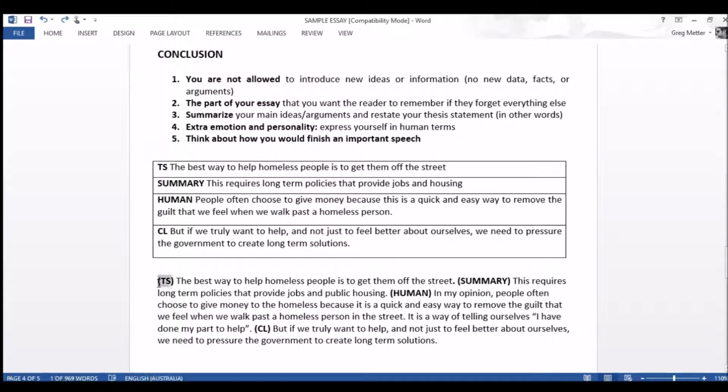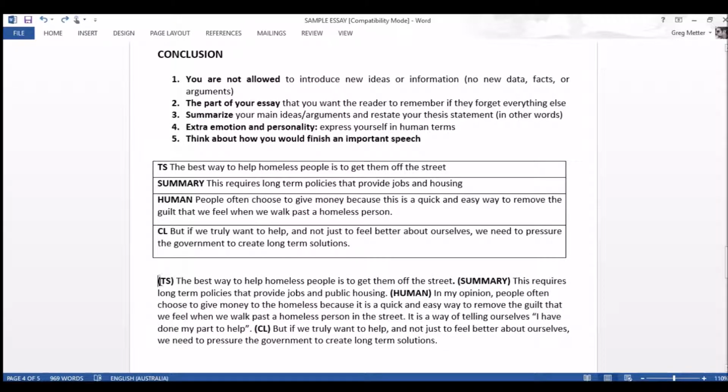The best way to help homeless people is to get them off the street. This requires long-term policies that provide jobs and public housing. In my opinion, people often choose to give money to the homeless because it is a quick and easy way to remove the guilt that we feel when we walk past a homeless person in the street. It is a way of telling ourselves, I have done my part to help. But if we truly want to help, and not just to feel better about ourselves, we need to pressure the government to create long-term solutions. So there you have the conclusion.